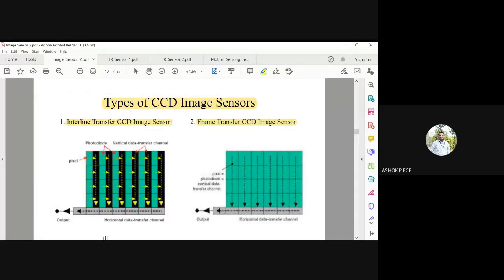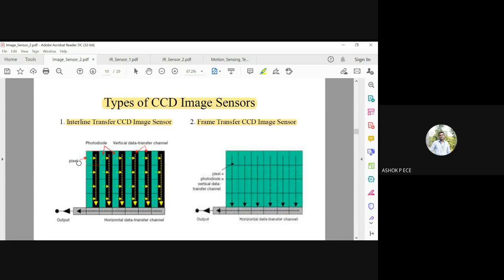Interline means you have a horizontal data transfer and then vertical data transfer. You have both horizontal and vertical. From the pixel, the data is given to vertical lines, and all these vertical lines will provide data to the horizontal line. So this is how you get the output. But here also frame transfer. Frame means you will be transferring one frame at a time. Along all the photodiodes, you will be having vertical, and that will contribute to the horizontal data transfer.